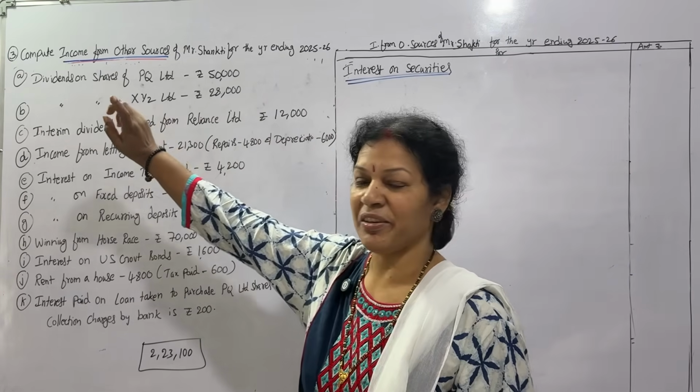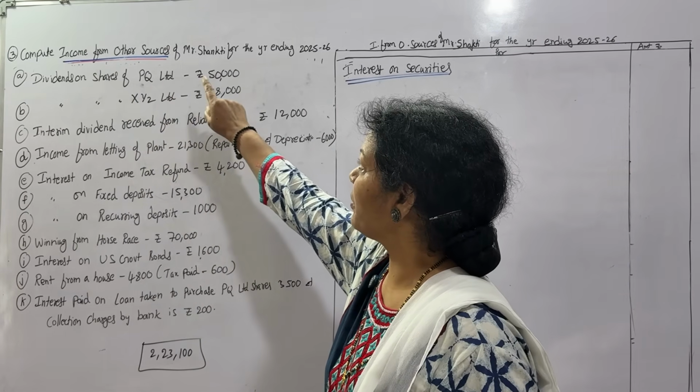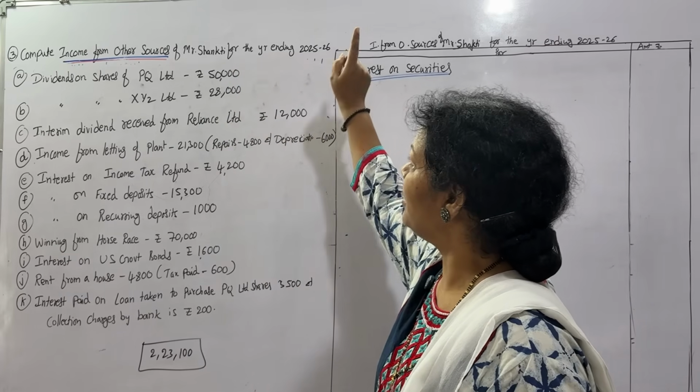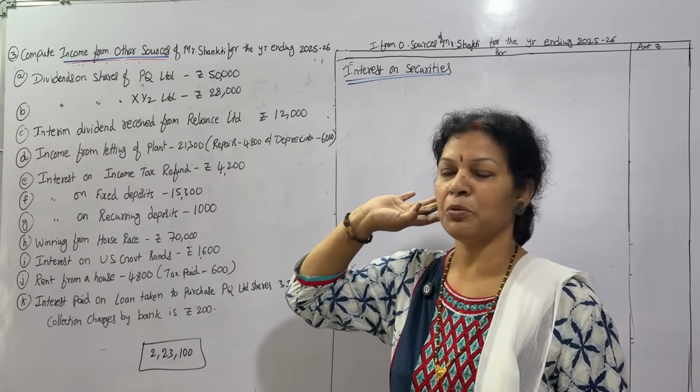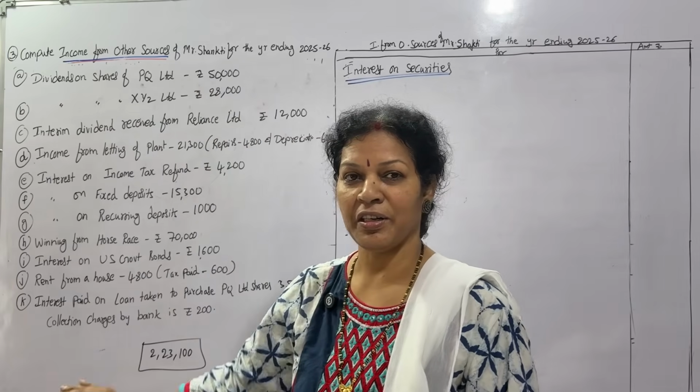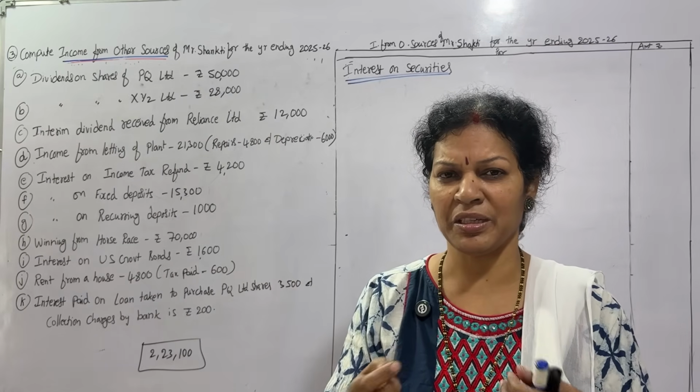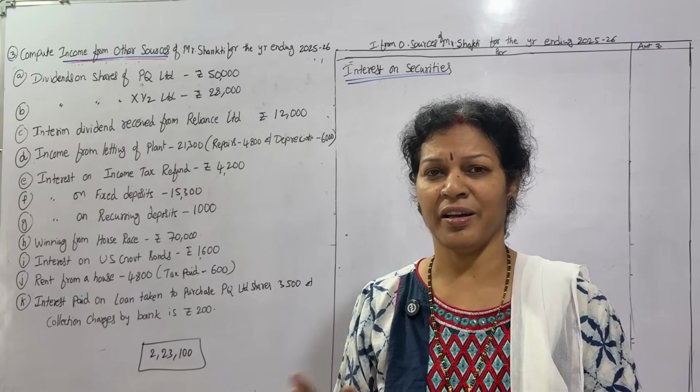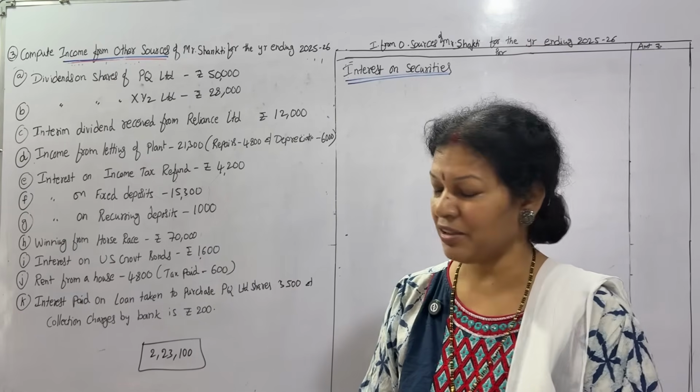Now the problem is given like this. Compute income from other sources of Mr. Shakti for the year ending 25-26. Read each and every transaction, whether it comes under income from other sources or any other twist is there. Okay, we'll discuss.